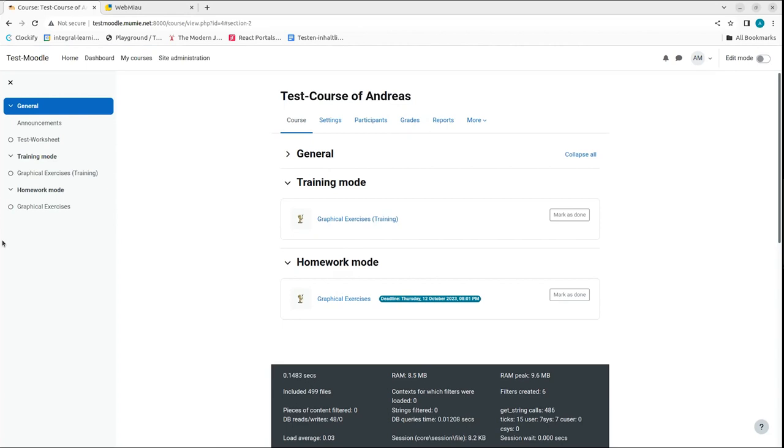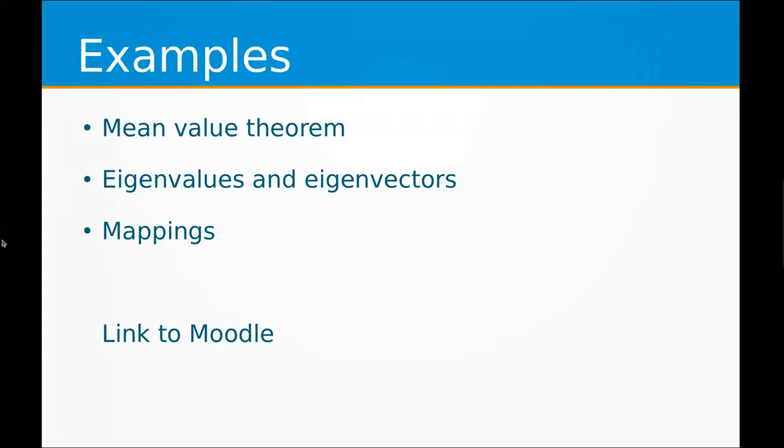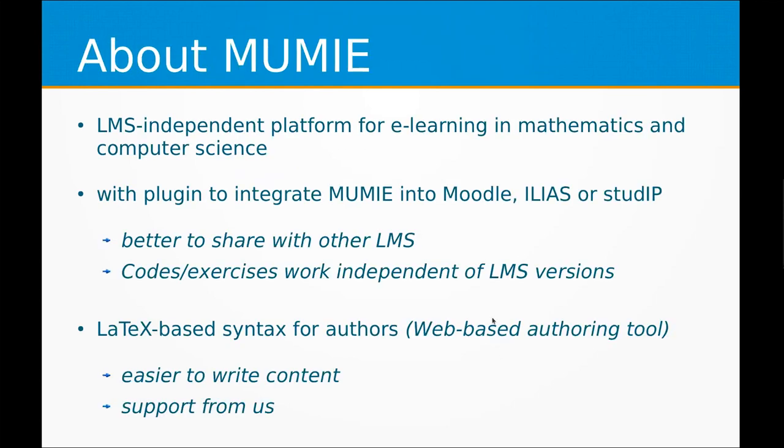Okay, let's go back to my slides. So these were three examples of visualizations that we did, and as I said, it's JSXGraph. The visualizations are JSXGraph, which we included in MUMIE, and so I want to tell you a little bit about MUMIE. What is it? It's an independent platform, independent of Moodle or ILIAS or whatever, designed for e-learning, mathematics, and computer science.